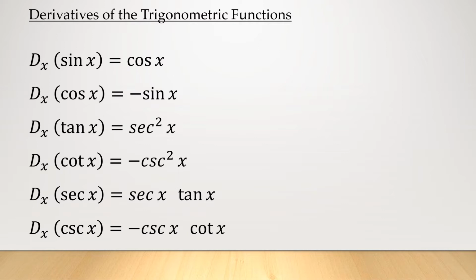For sine x, the derivative of sine x is equal to cosine x. The derivative of cosine x is negative sine x. The derivative of tangent x is equal to secant squared x. The derivative of cotangent x is negative cosecant squared x. The derivative of secant x is equal to secant x tangent x. And the derivative of cosecant x is equal to negative cosecant times cotangent x.